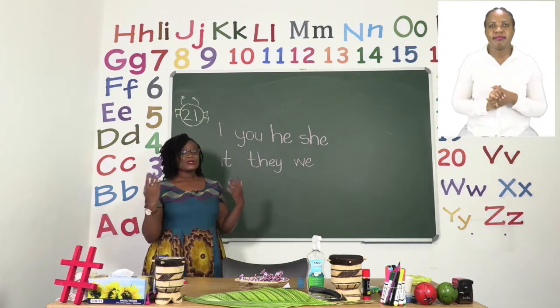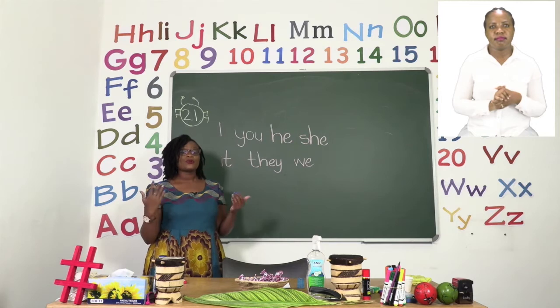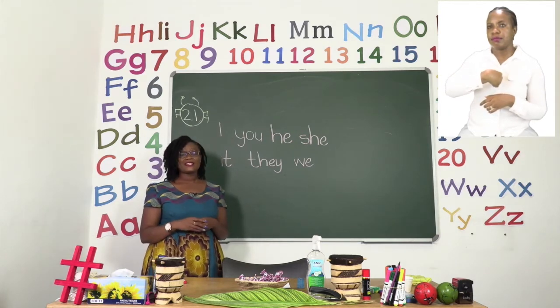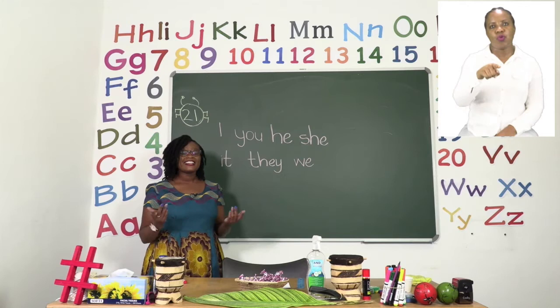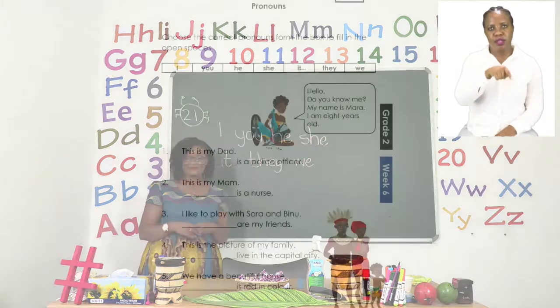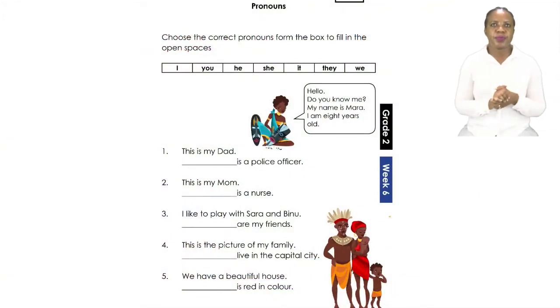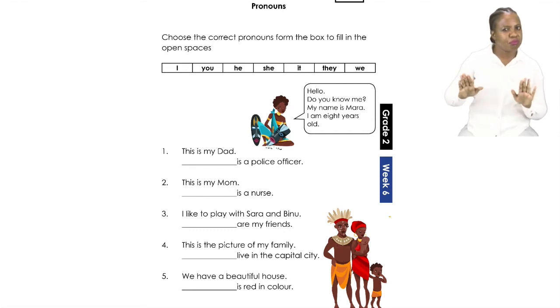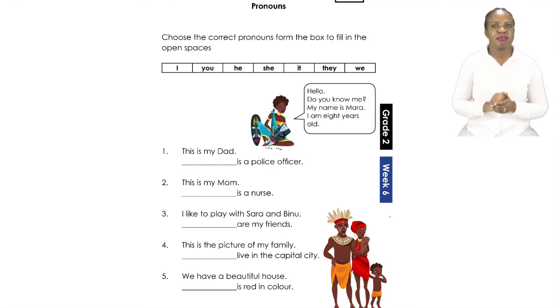Very good. So these are our pronouns, and we're going to use them to fill in the missing part in the sentence. Let's take a look at our exercise. So we are going to first read this story. We have a boy here, and is it a boy or a girl? It is a girl. And the girl's saying, let's read together. Hello, do you know me? My name is Mara. I am 8 years old.